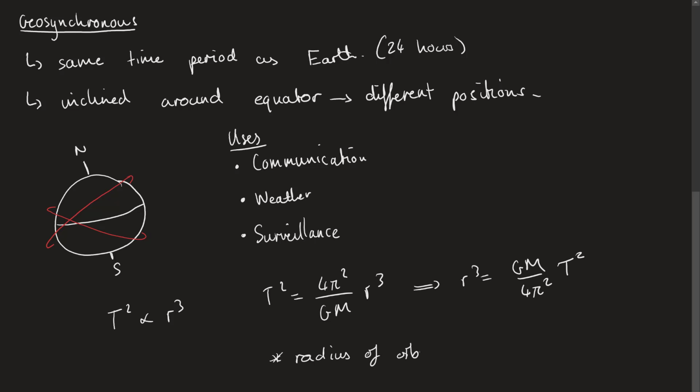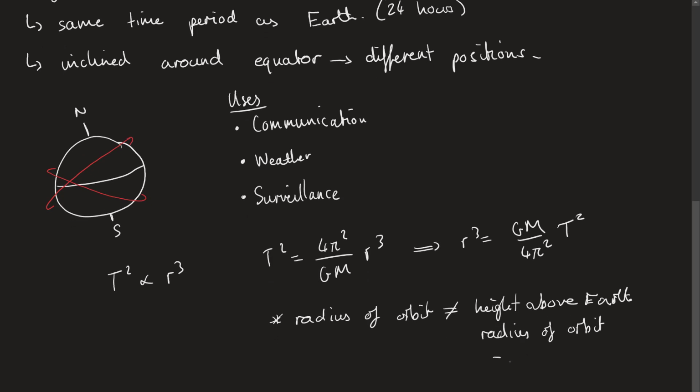The radius of an orbit is not the same as the height above the Earth, okay? The radius of orbit starts at the center of the Earth. The height above the Earth starts at the surface of the Earth, which means if we were to look for the height above the Earth, this is the radius of the orbit minus the radius of Earth, which I'll just write here. So RE being the radius of Earth.